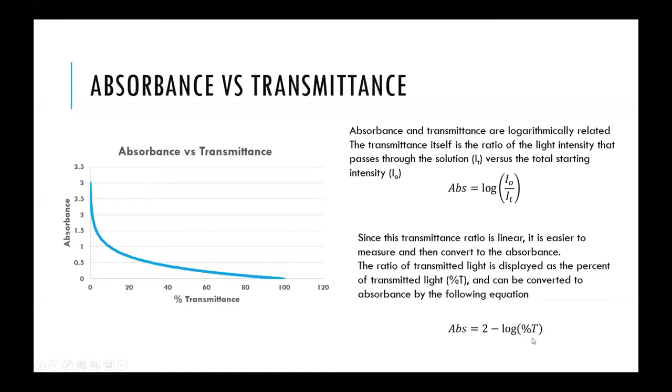It's easier to measure the percent transmittance because usually a detector in an instrument is detecting how much light is coming in. And that is linearly related. And then it can be converted through the log to absorbance.